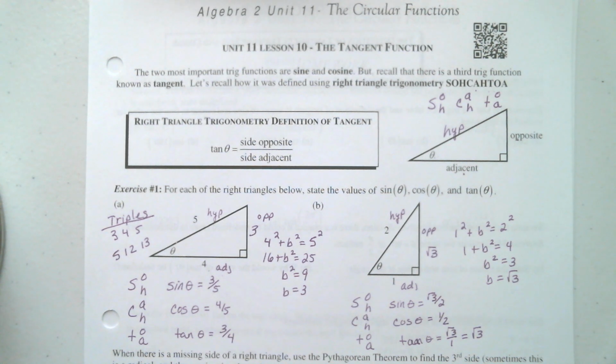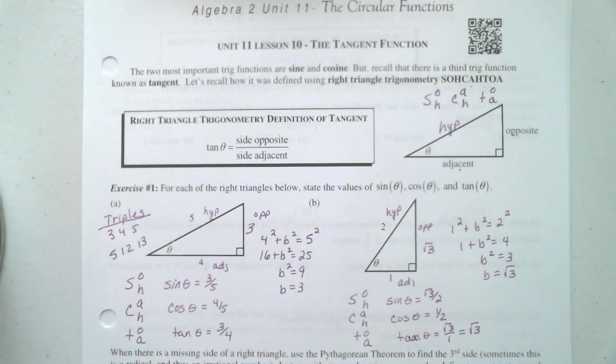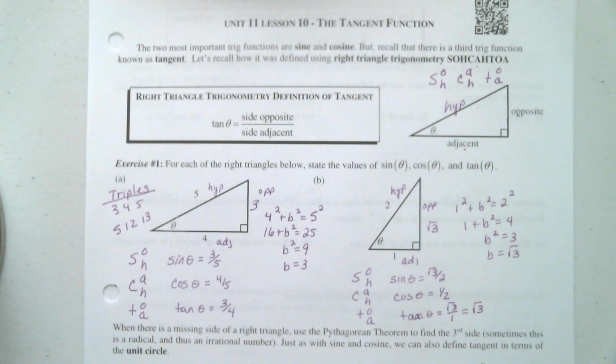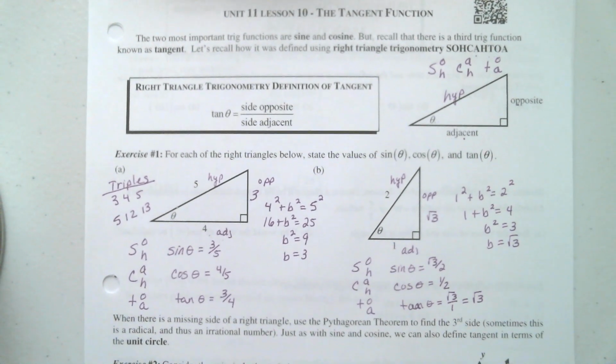Okay, and then we're looking at what sine is equivalent to when we have a unit circle. So when there is a missing side of a right triangle, use the Pythagorean theorem to find the third side. Sometimes this is a radical and thus is an irrational number. Just as with sine and cosine, we can also define tangent in terms of the unit circle. And we have already done this.